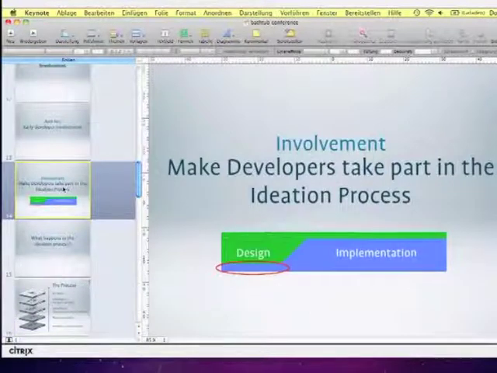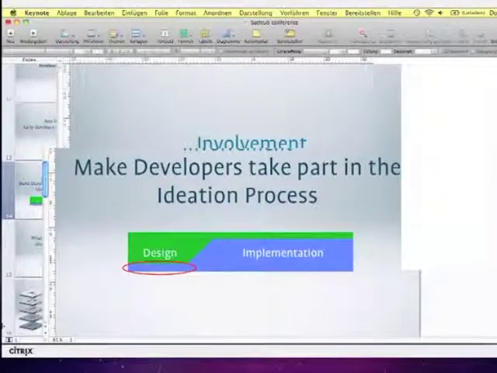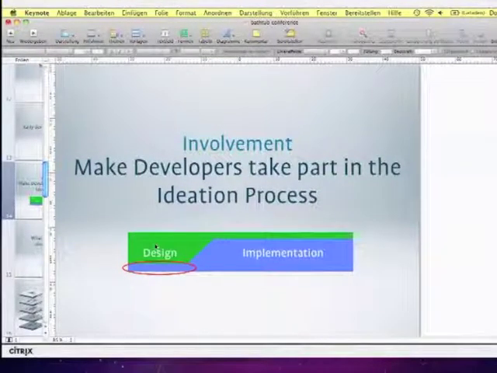I want to show you this slide again. Hold on, I'll make this smaller. I just want to show you this involvement slide where you see the design on the left side and the implementation on the right side. And as I said before, there is never no developers involved. There are always some developers involved, and there are always some designers involved. So this is the diagram you should keep in mind.